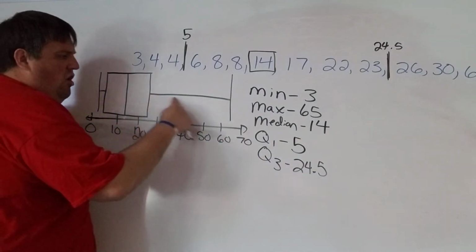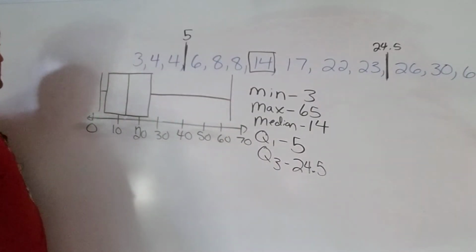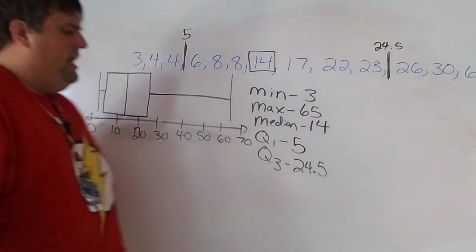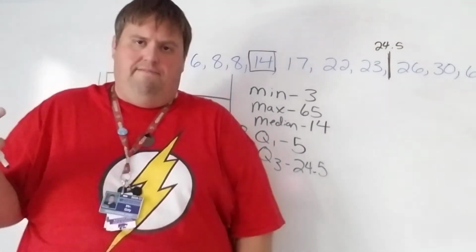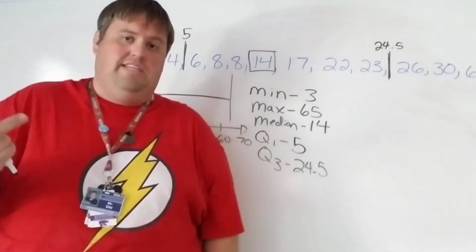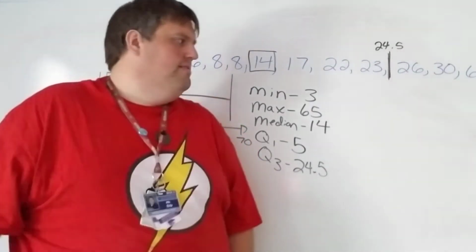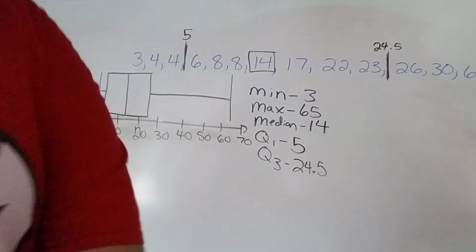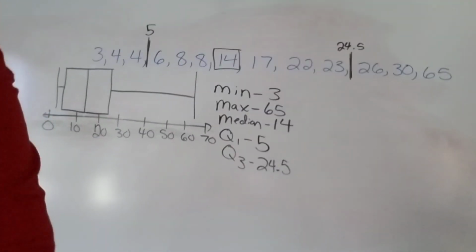When we see a long whisker, we wonder if that means there's an outlier. And an outlier is just a number that doesn't fit the rest of the data. That's kind of skewing some things. So I'm going to show you guys how to do that. Let me focus it back over here.